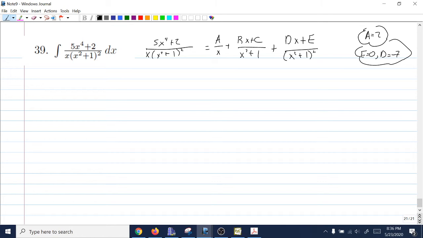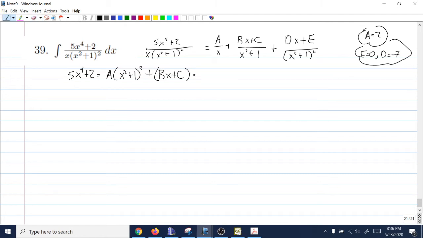Let's clear the denominators. 5x to the 4th plus 2 needs to equal... What do I need to multiply a by? I need to multiply a by x squared plus 1 squared. What do I need to multiply bx plus c by? If I'm clearing denominators, I'm multiplying by x and x squared plus 1 squared. You've got an x squared plus 1 squared, and one of the x squared plus 1s cancels with what's on the bottom. You're getting multiplied by x squared plus 1.